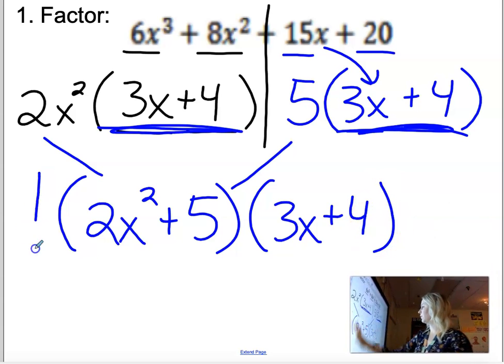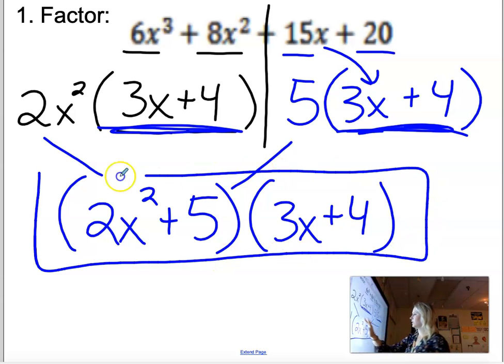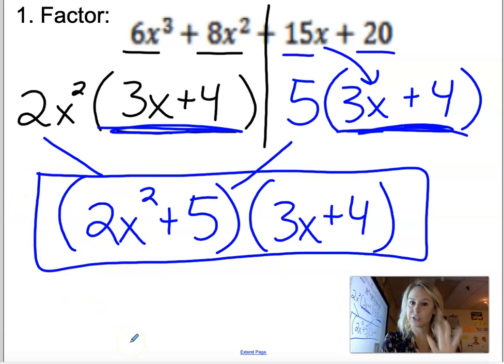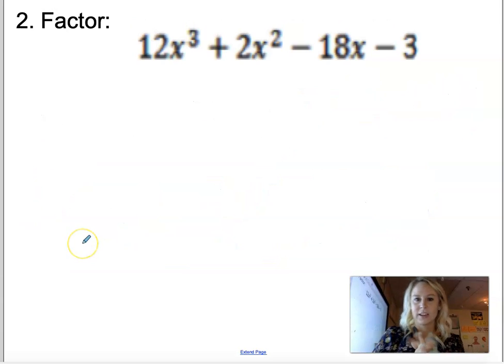This is completely factored out. Looks a little different than yesterday. Instead of 1 term on the outside, we've got 2 parentheses. Okay. But that is how you factor by grouping. So you look at your first 2 terms, find your GCF, and look at your last 2 terms, find your GCF, and then you will combine them into 2 final parentheses. Okay? All right, let's look at some other ones.